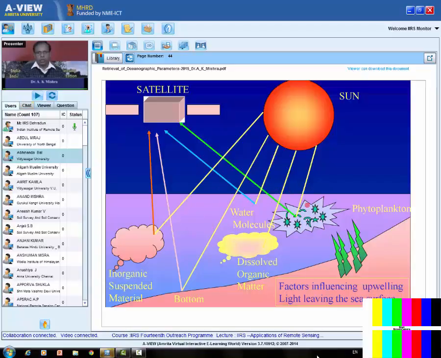So apart from the chlorophyll, apart from the phytoplankton, the upwelling radiance is comprised of radiance coming from the phytoplankton, then water molecules, then dissolved organic matter, suspended sediments, and the bottom vegetation, etc. If seagrass is there, those things will also contribute to the upwelling radiance. So to separate individual parameters in the optically complex water is a bit difficult.